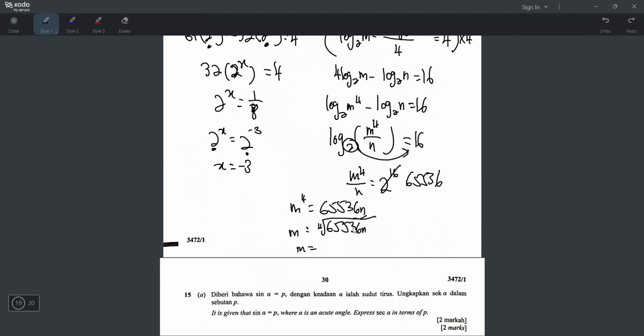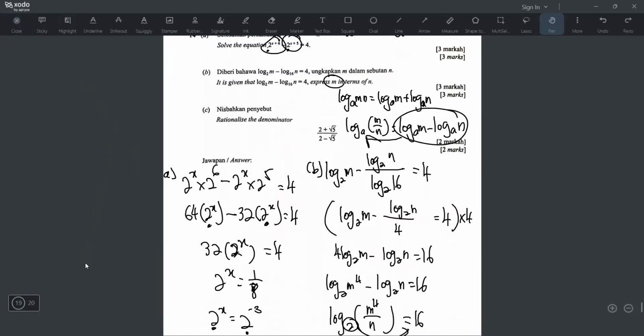So 4th root 65536. Okay, yeah, my calculator gives me 16. That means you can take the 4th root of this, right? 16. But don't forget the n also you have to take the 4th root. But that one you just write 4th root n like this. Okay, that one I just write like this. Because it's like n, you cannot do the root for an unknown, right? So that's your m answer. Okay, that's my answer for B.